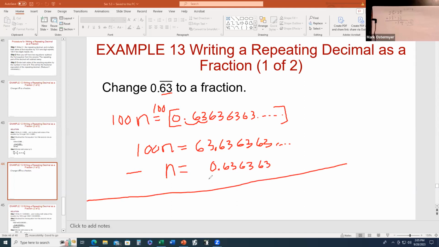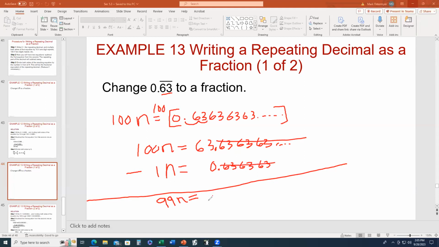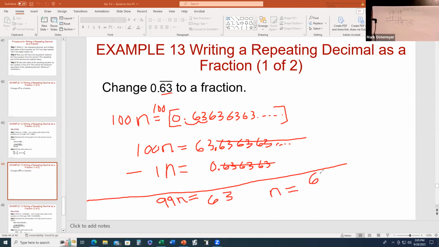And we subtract. What's 100n minus 1n? 99n. Now what happens to the decimal portion here? When you subtract off the 0.636363 forever, all this is wiped away. Do you agree? Yes. And we're left with 63. Now we simply divide both sides by what? 99, and you got it. Ladies and gentlemen, 0.636363 is really 63 over 99. That's the fraction equivalent form of that repeating decimal right there.